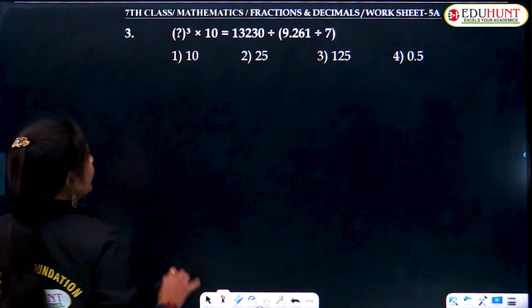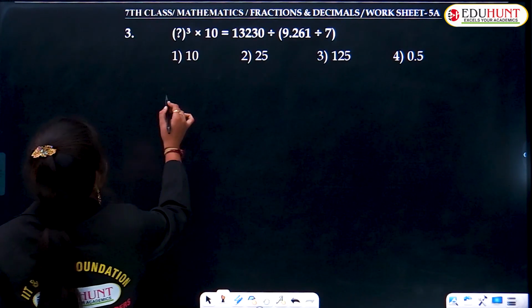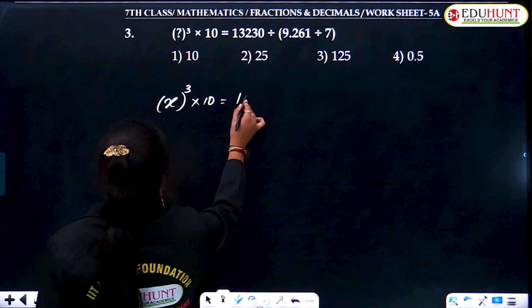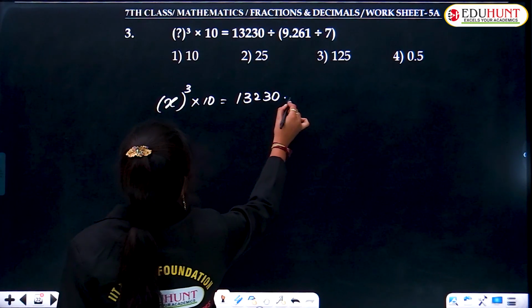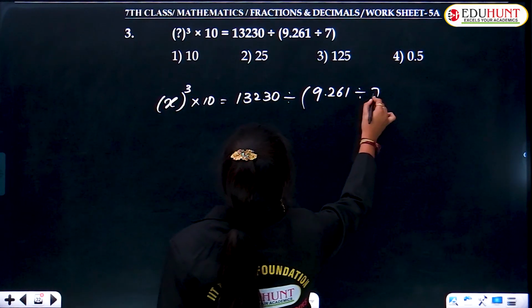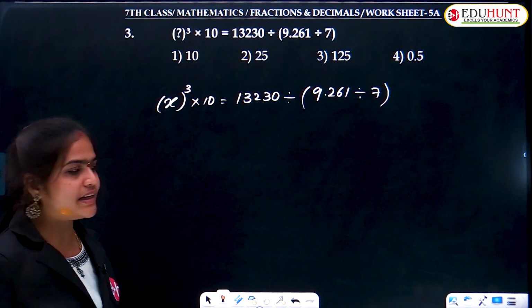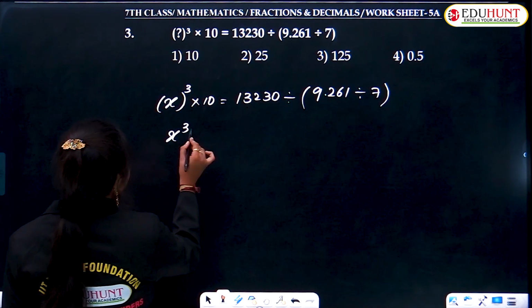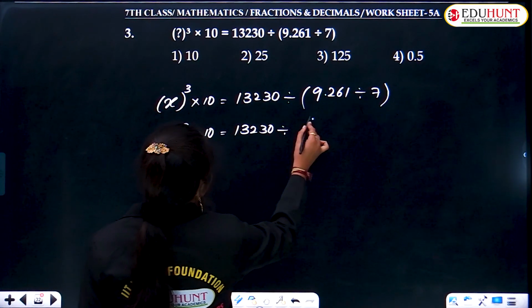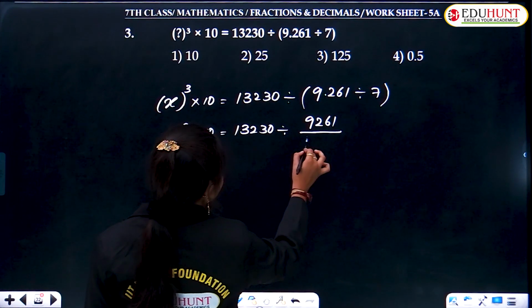Wherever they have given a question mark, you can consider it as some letter. I want to write this as x cube into 10, which is equal to 13230 divided by, again, 9.261 divided by 7. So first, the numbers inside the brackets, you have to simplify first, right? Now see, x cube into 10 is equal to 13230 divided by 9261 by 10, right?